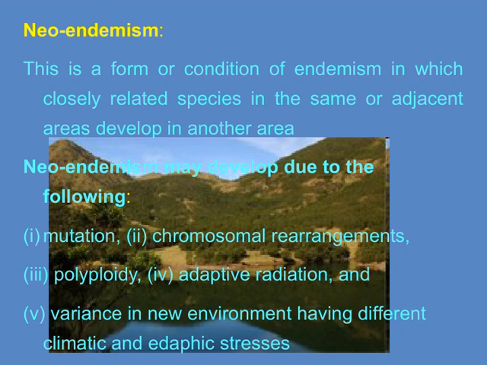Neo-endemism can develop through several processes. One key factor is mutation, which introduces new genetic variations. Chromosomal rearrangements also play a role, as they can lead to new species by altering the structure of chromosomes. Polyploidy, or the duplication of entire sets of chromosomes, is another important mechanism, especially in plants, because it can instantly create reproductive isolation and new species. Adaptive radiation is also a significant driver here. That's when a single ancestral species diversifies rapidly into many different species, each adapted to specific niches or environments.